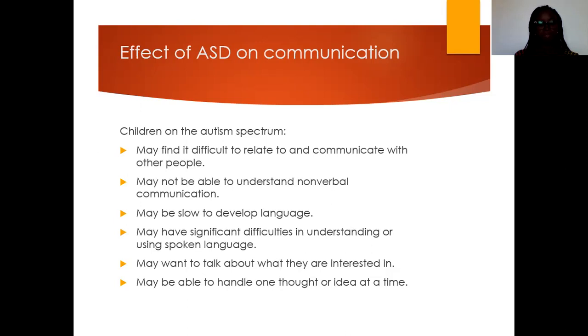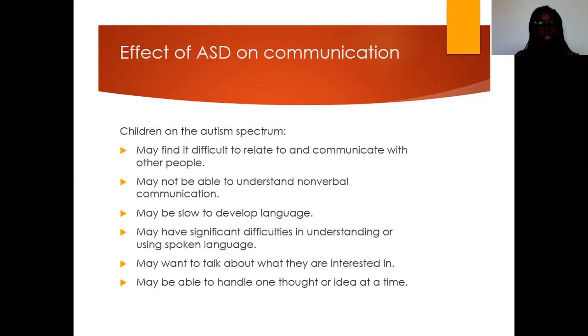Some may also be slow to develop language. So the child may be 4 years, 5 years, and still has difficulty with identification of simple everyday things like cup and spoon and all that. They don't understand, and even what to say, how to communicate their needs becomes a problem. They may have significant difficulties in understanding or using spoken language. So yeah, you are talking to them, you feel that they should understand, but they may not understand.